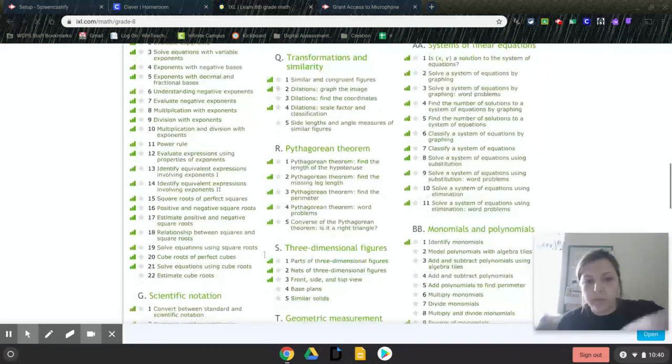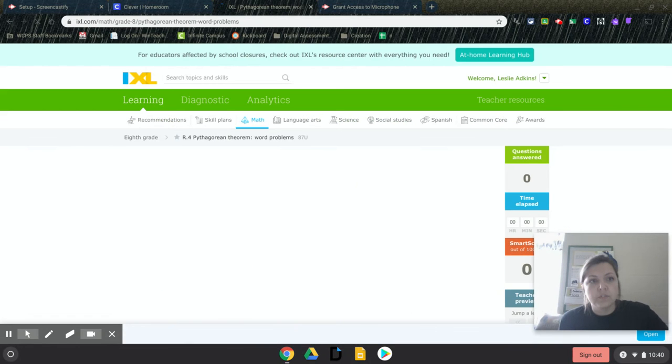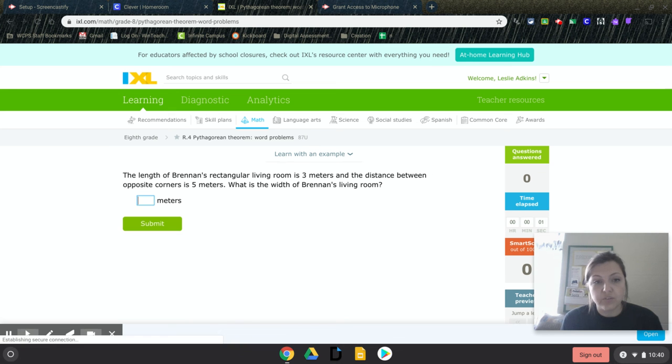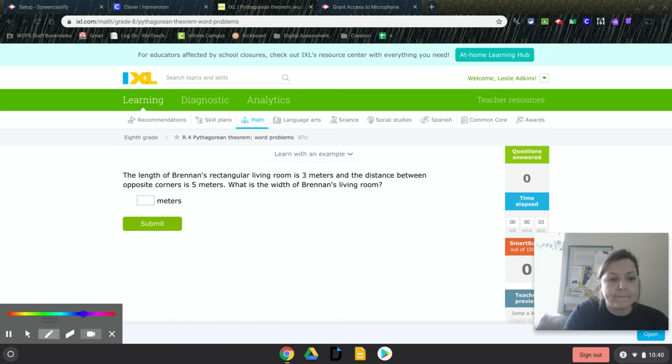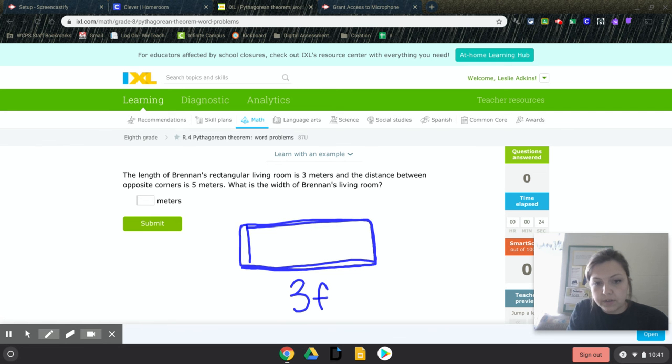Let's take a look at R4. R4 are our word problems. With your word problems, my recommendation to you is to draw them as you read them. So the length of Brennan's rectangular room, so we would draw a rectangle. We want to draw what it tells us is going on. So his rectangular living room is 3 meters.